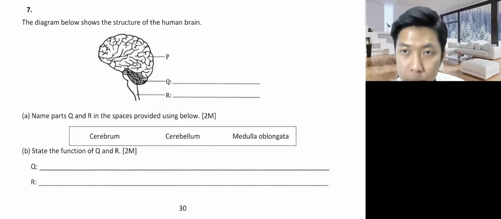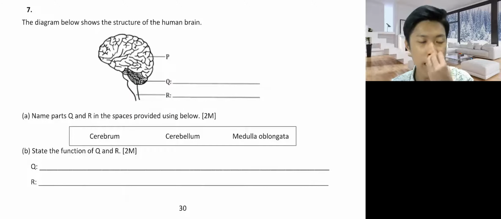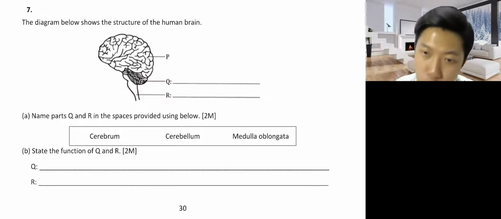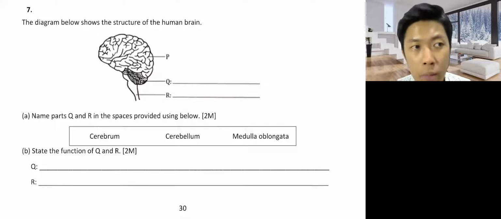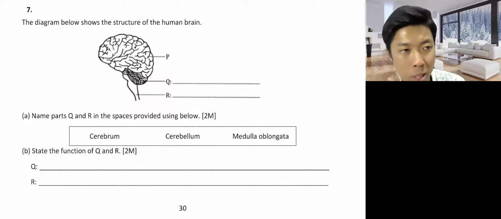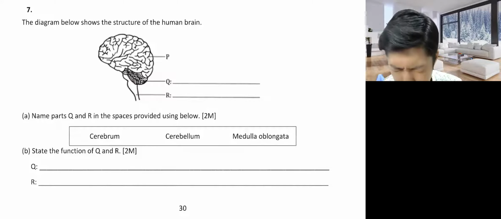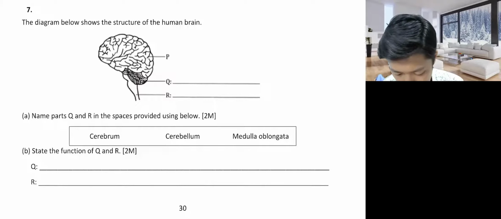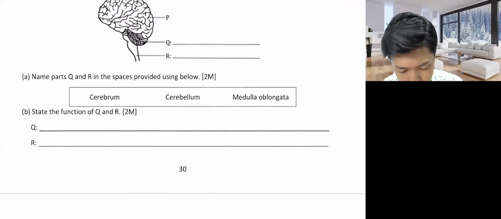No problem, everyone? Okay, so Q is cerebellum, R is medulla oblongata. If you don't mind, you can write P also, cerebrum, and then the function for Q is to control body balance and muscular activity. For R, medulla is to control involuntary action. Okay, right, next page, let's go.